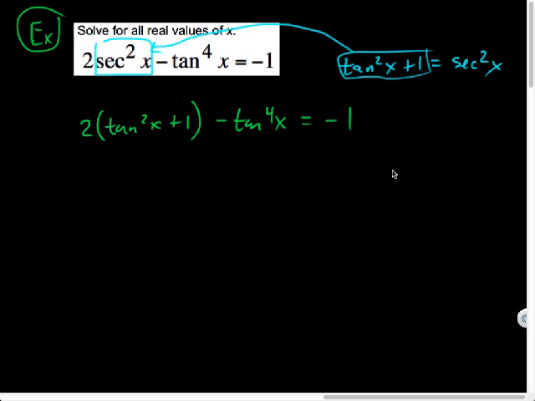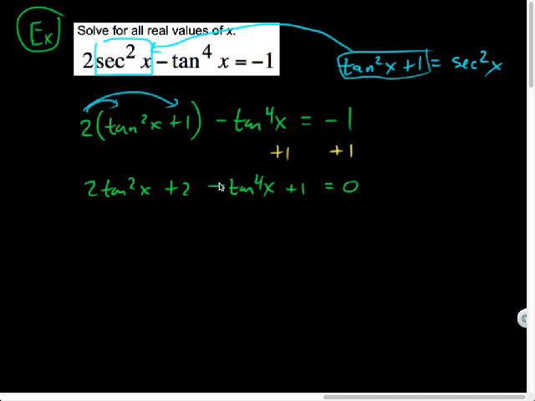Okay. So let's do some distributing and simplifying here. Distributing, so I'll get 2 tan squared x plus 2 minus tan to the 4th x. I'm seeing multiple exponent things going on here, so I'm thinking we're going to have to factor this again, which we've done on every problem so far. So I'm going to also simultaneously move this plus 1 to the other side, just to set it equal to 0.